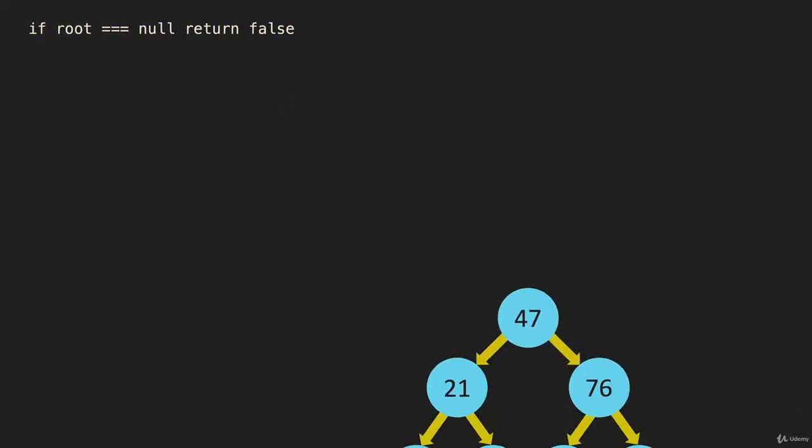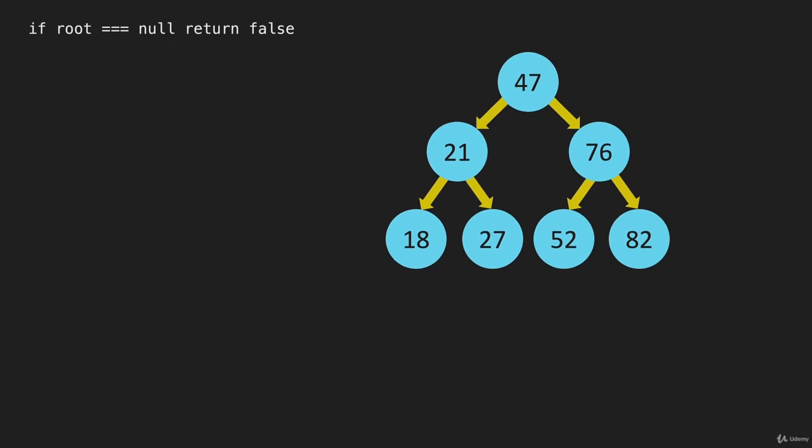Otherwise, we have a tree that we can go looking for the node. If the tree does have items, we're going to need a temp variable, and say we're looking for the number 27. We're going to compare the number 27 to each node until we find one that is equal. We'll move this back up to the top, and we can say let temp equal this dot root.